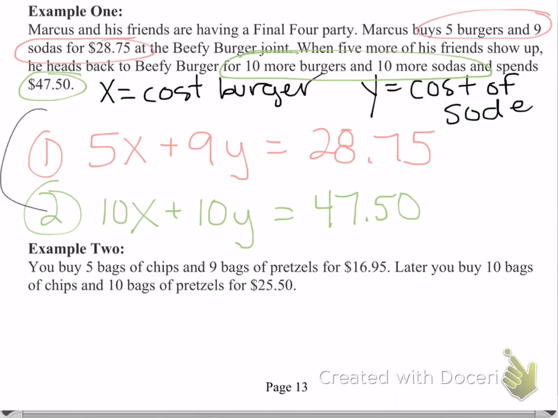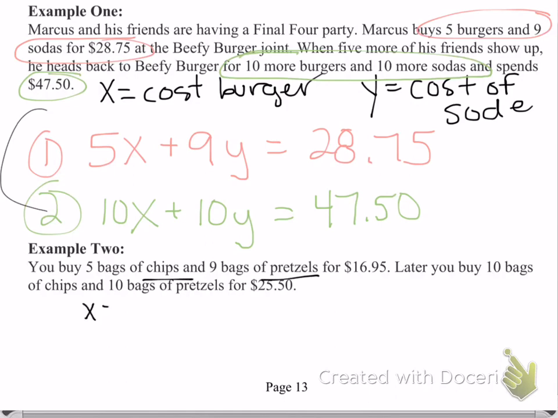So these are your 2 different systems. This is your system right here. You have 2 different scenarios, and your goal is to find out how much each burger and each soda costs. So for example number 2, that's pretty similar. We have to find our variables, so let's define those first. You buy a bag of chips, and you buy a bag of pretzels, and it tells you how much for. You buy more pretzels and more chips later, and it tells you how much that's for as well. So those are unknown, the cost.